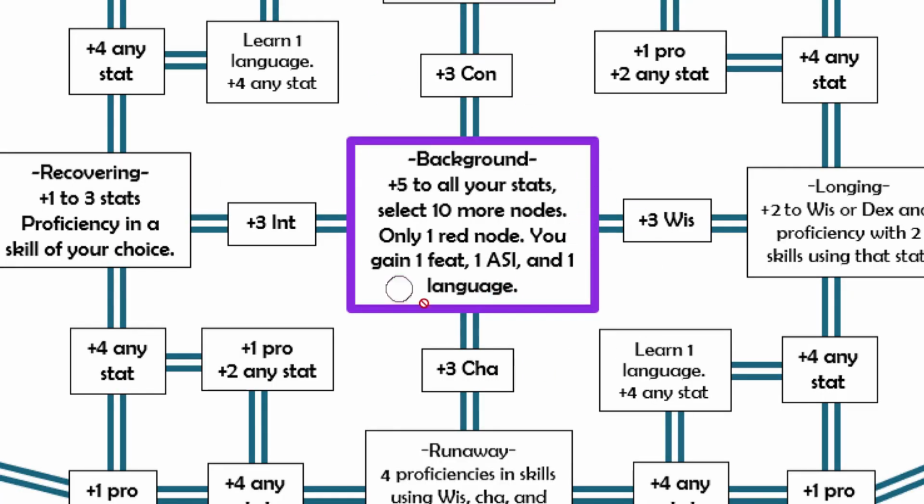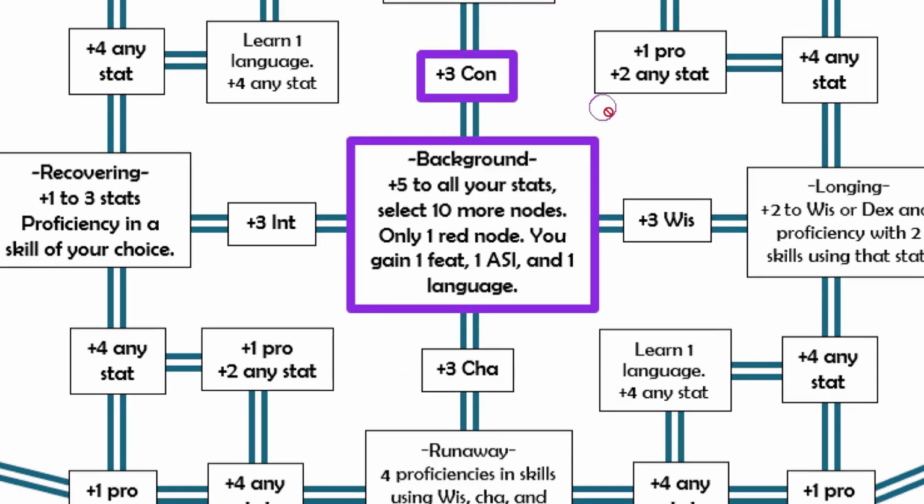So right now we have access to the background node, and we can pick any feature that is connected to that feature and gain that as a node. So we have 10 nodes to pick from, but the options available to us right now are only these 4. A +3 to intelligence, a +3 to constitution, a +3 to wisdom, or a +3 to charisma.